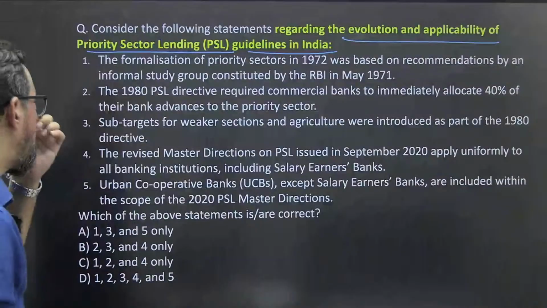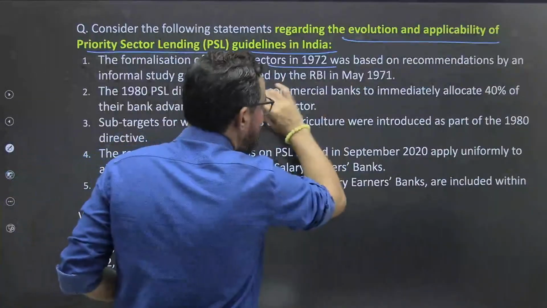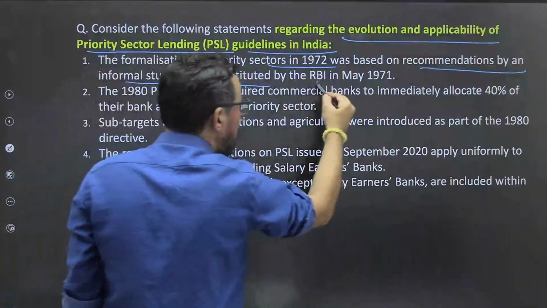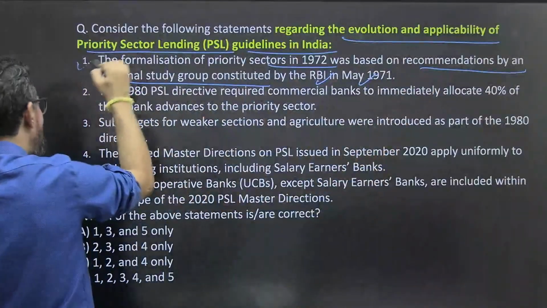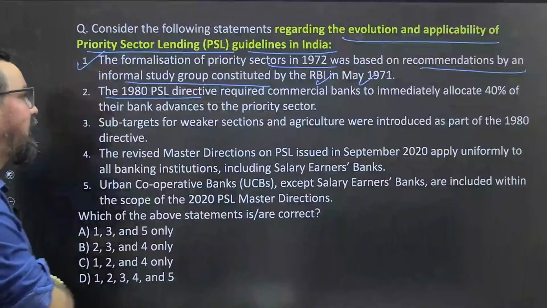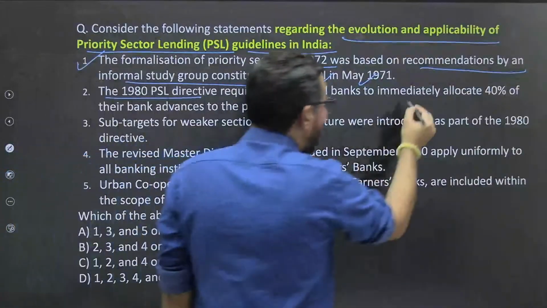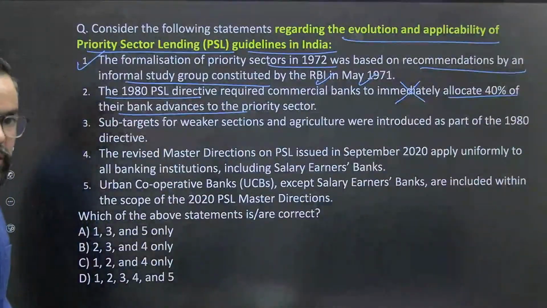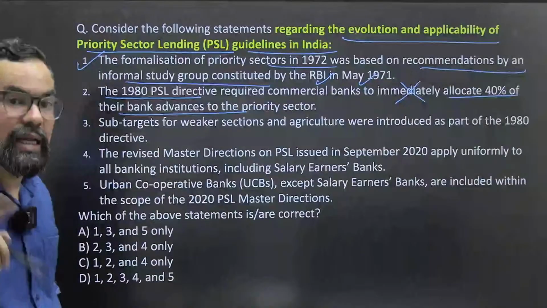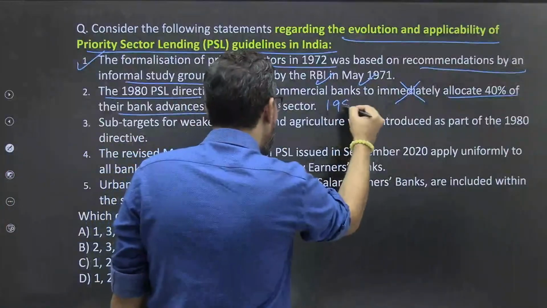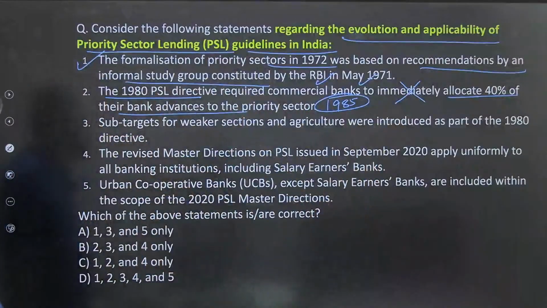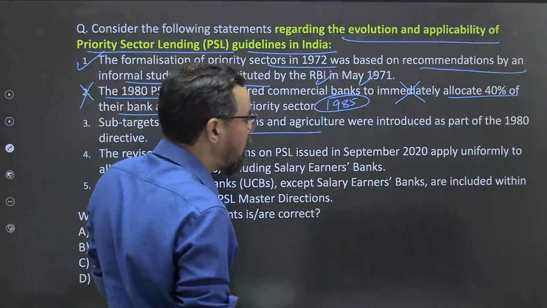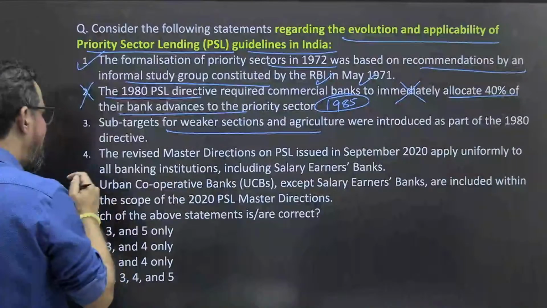The formalization of priority sector in 1972 was based on the recommendations by an informal study group constituted by RBI in May 1971. The 1980s PSL directive required commercial banks to immediately allocate 40% of this one. No, it was in a phased manner first of all, and it became effective from 1985. आपका यहाँ से नहीं बल्कि 1985 onwards it became the आपका 40% वाला guidelines, ठीक है. So let's make this wrong. Sub target for weaker section in agriculture were introduced in 1980 directives. This is right.